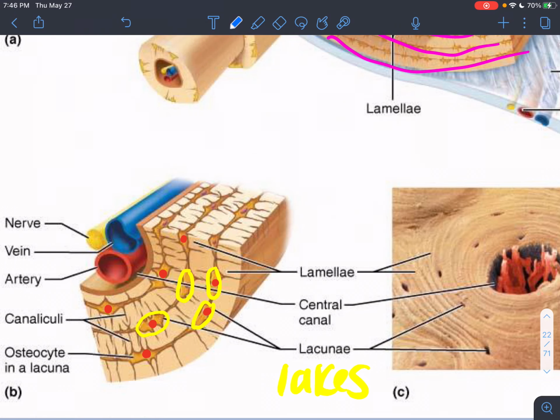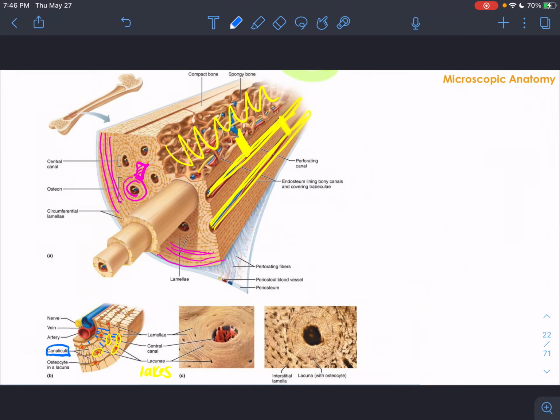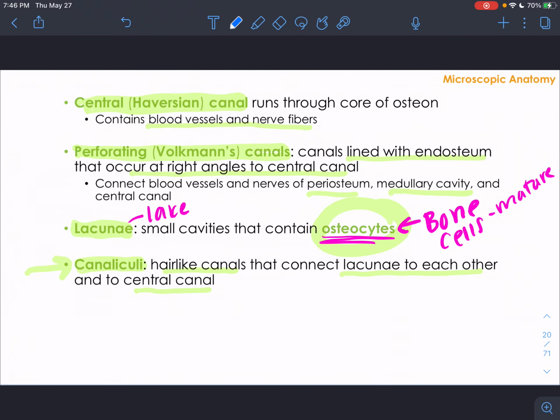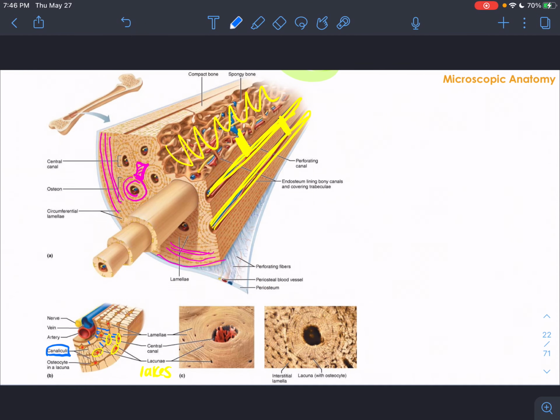And then the canaliculi are the little rivers, I like to think of them. These little canals are going to connect the lacunae together and connect the lacunae to the central canal as well. Okay, so the canaliculi, I think of as little rivers leaving the lakes. And I think that was everything. Okay. So that is the microscopic anatomy of compact bone, right? This is all just for compact.